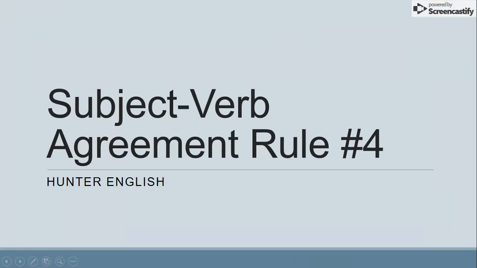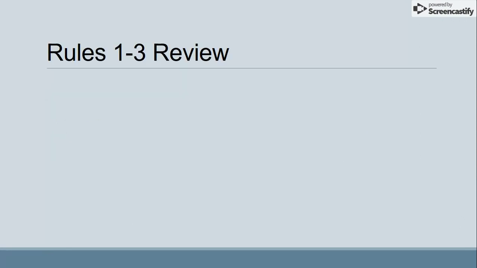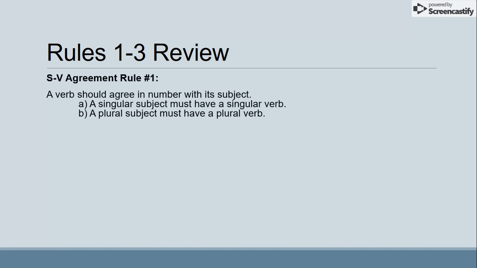Hello, everybody. So today we're going to be talking about subject-verb agreement rule number 4. Before we do that, though, let's review the first 3 rules that we have learned so far. Our first rule is our basic one. A verb should agree in number with its subject. A singular subject must have a singular verb. A plural subject must have a plural verb. That's our basic rule that applies in most situations.